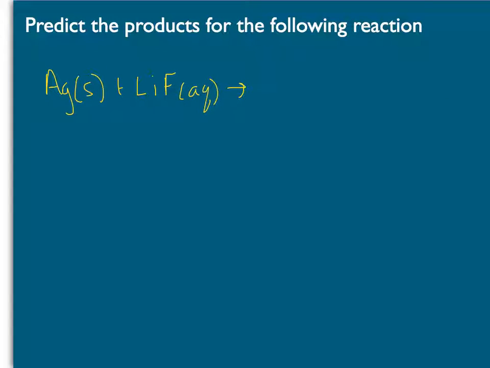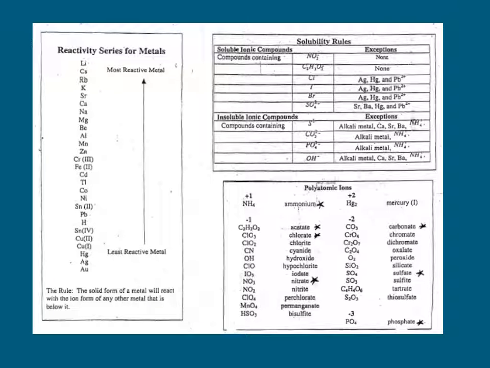Let's try one more example. Okay, and this time silver would have to be stronger than lithium in order to get the reaction to occur. So we're going to go check our activity series again. On our activity series, we see that lithium is at the top and silver is towards the bottom. But silver is the one that needs to replace lithium, and silver is not stronger than lithium.